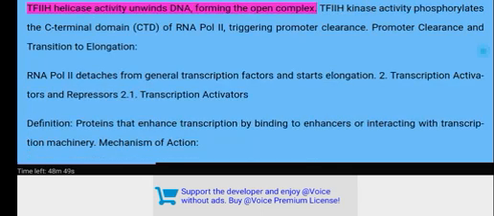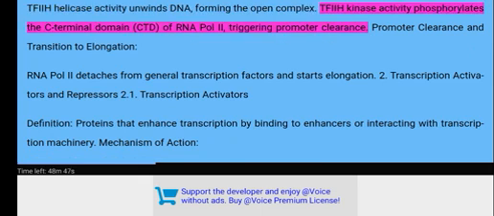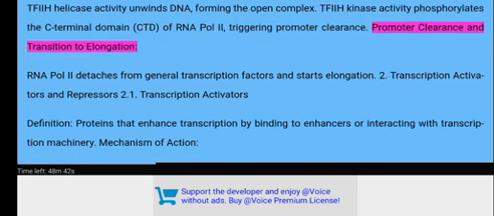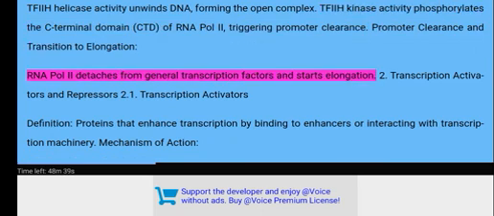DNA unwinding. TFIIH helicase activity unwinds DNA, forming the open complex. TFIIH kinase activity phosphorylates the C-terminal domain, CTD, of RNA pol II, triggering promoter clearance. Promoter clearance and transition to elongation. RNA pol II detaches from general transcription factors and starts elongation.